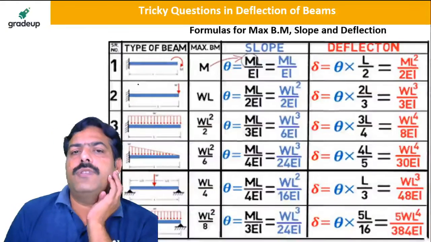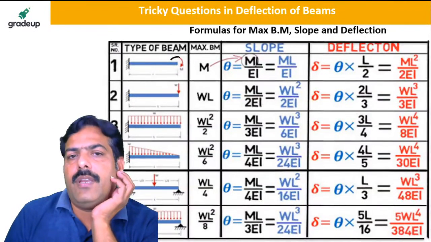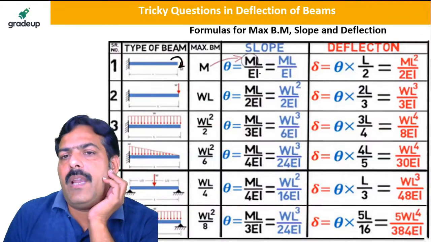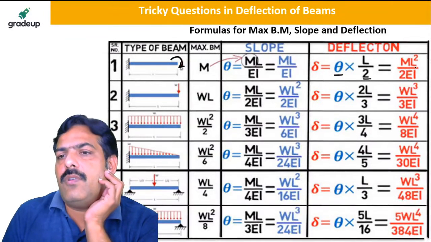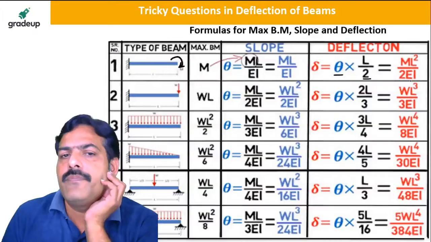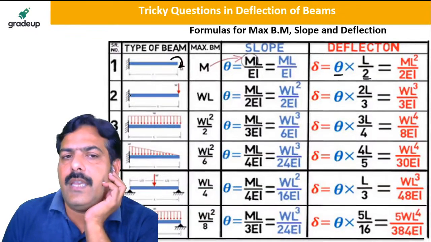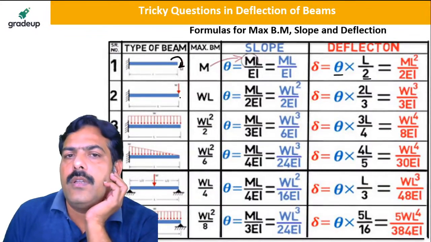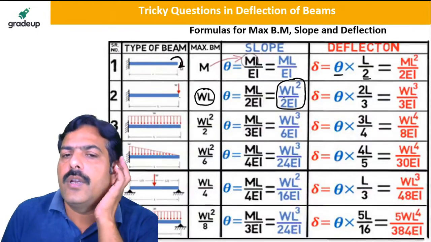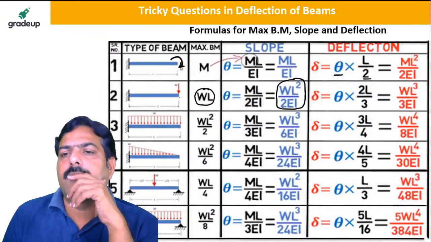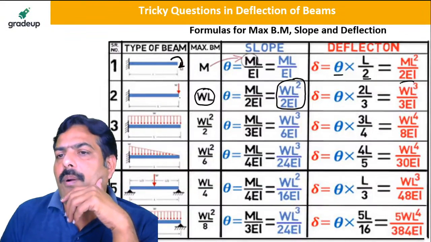Now, when you see that there is an external moment acting, the slope for the curve is ML upon EI. The deflection is equal to theta times L by 2, which is equal to ML square by 2 EI. Now you see that when there is a cantilever point load, the maximum bending moment is WL. Hence your slope will become WL square by 2 EI. Right? And the deflection is WL cube upon 3 EI.